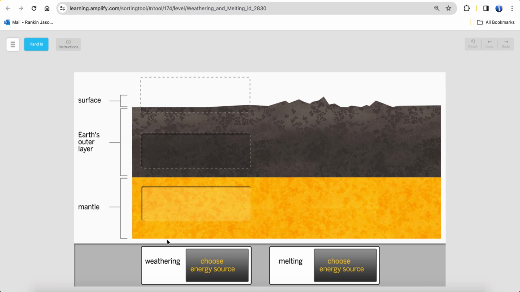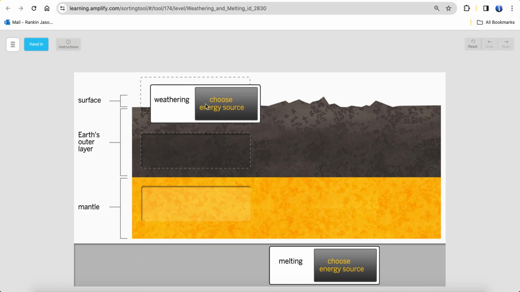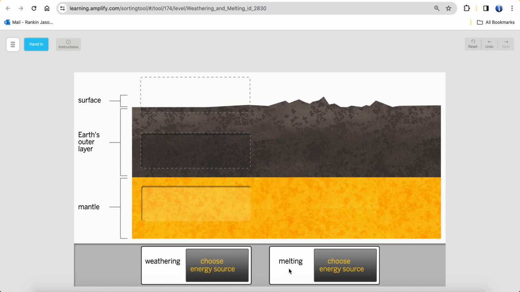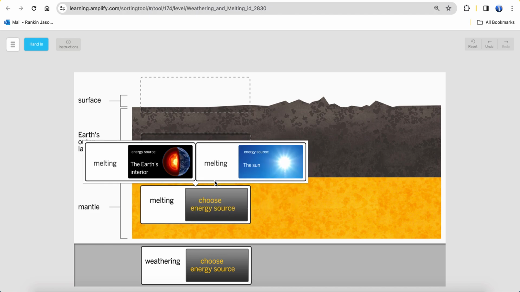If we're going to drag this over, we have three options here to choose from, right? So we have weathering and melting. Now, according to the sim, we notice that whenever you hit melt, it has to form in the mantle. So we're going to drag this to the mantle. And is this energy from the Earth's interior or energy from the sun? By now you should realize that this is occurring from energy from the Earth's interior.